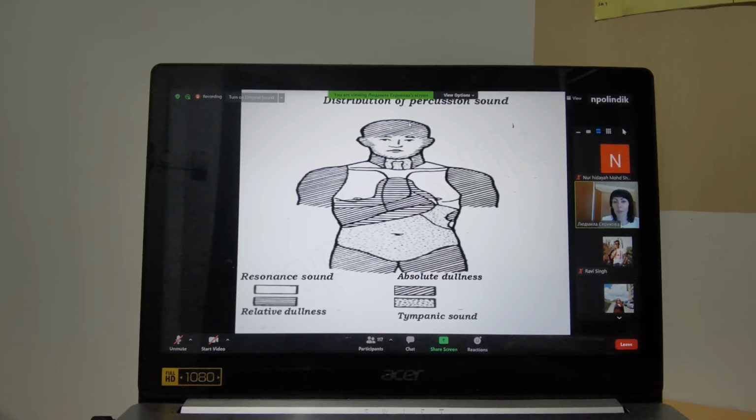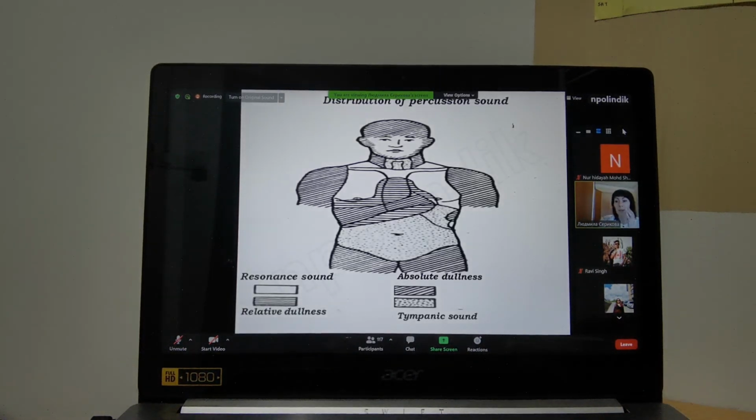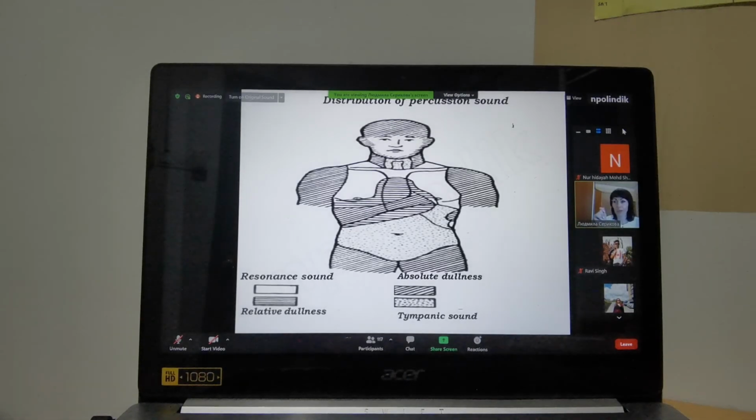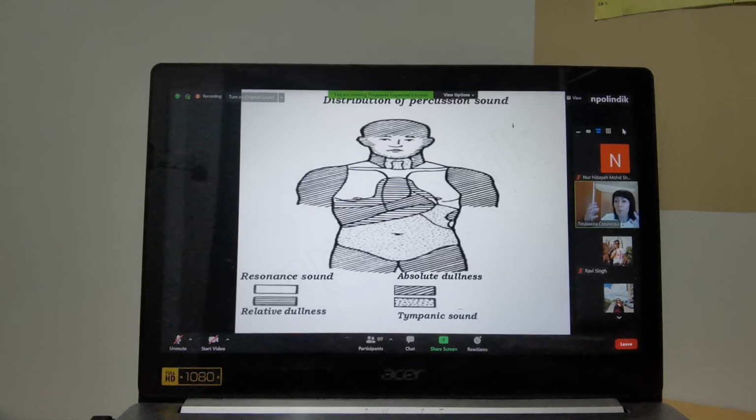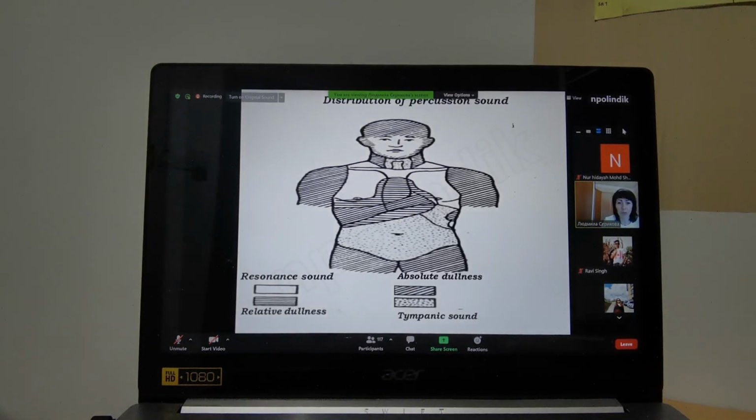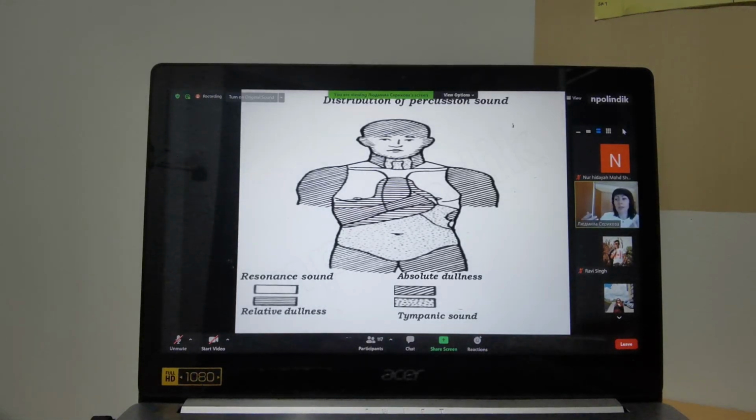Here you can see lines, and a dullness sound, but dullness may be absolute dullness and relative dullness. Absolute dullness is like stony dullness, if you percuss over muscles or bones. But we have relative dullness. Look, for example, this picture doesn't illustrate this material very well, but I will tell it by my words. Maybe you will understand me.